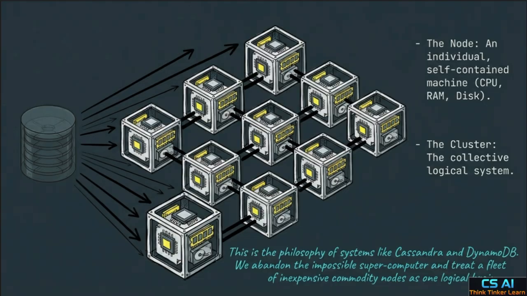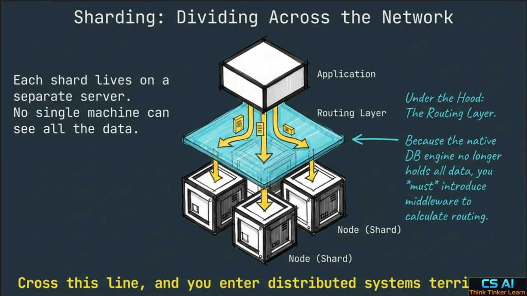Now, what happens when one machine just isn't enough? We embrace the philosophy of systems like Cassandra and DynamoDB. We abandon the impossible supercomputer and instead build a fleet of inexpensive commodity nodes. This is the transition from a single database instance to a cluster, a collective logical system where each node carries its own CPU, RAM, and disk. This is where we enter sharding.